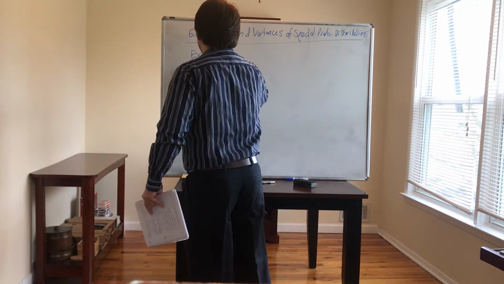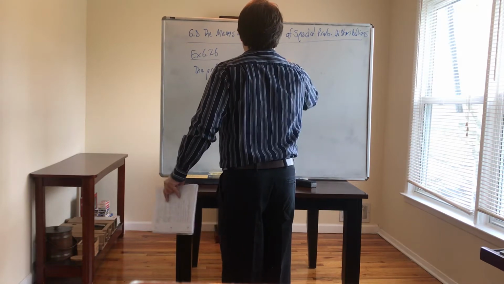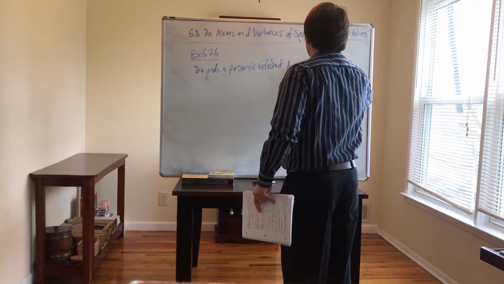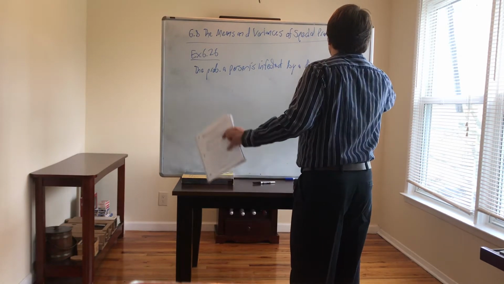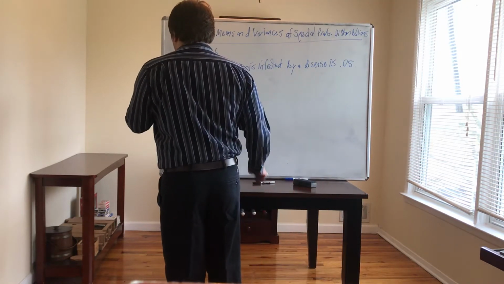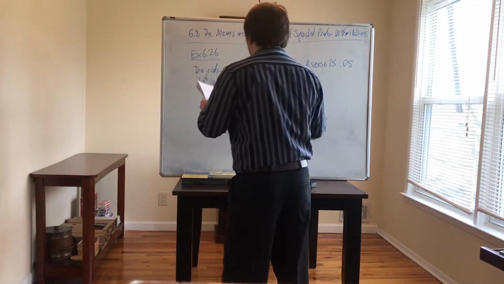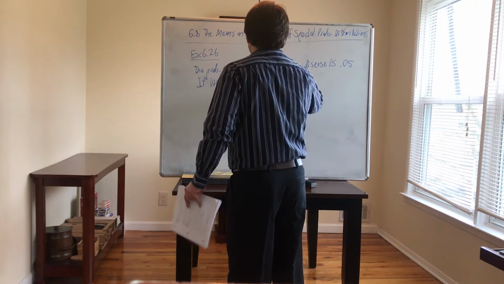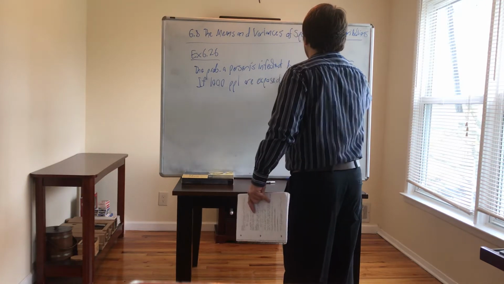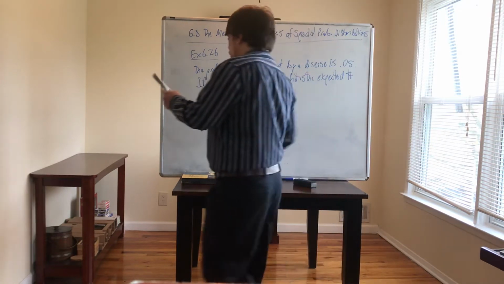The probability a person is infected by a certain disease is 0.05. Okay, that's 5%. If 1,000 people are exposed, what is the expected number that will become infected?